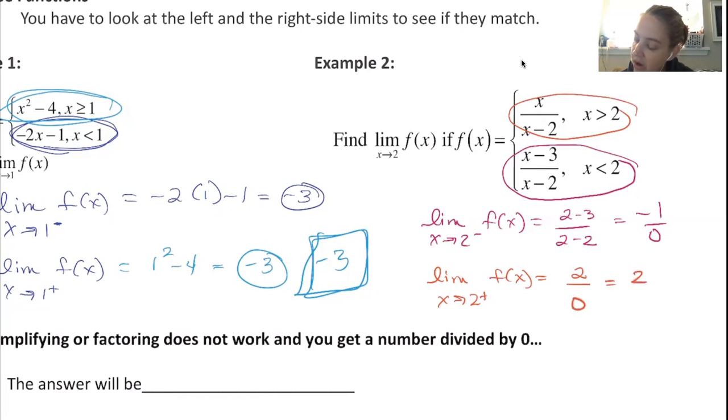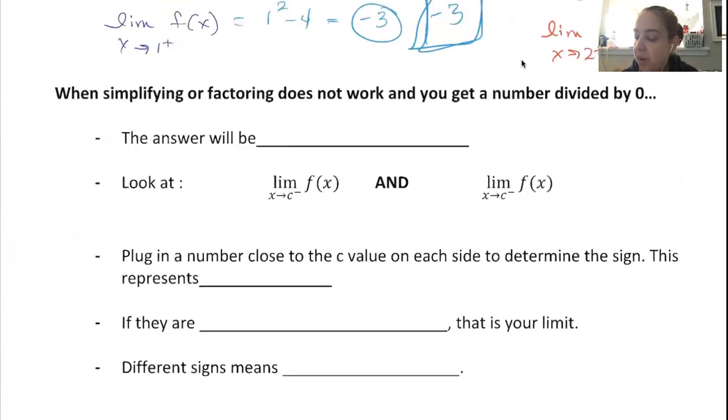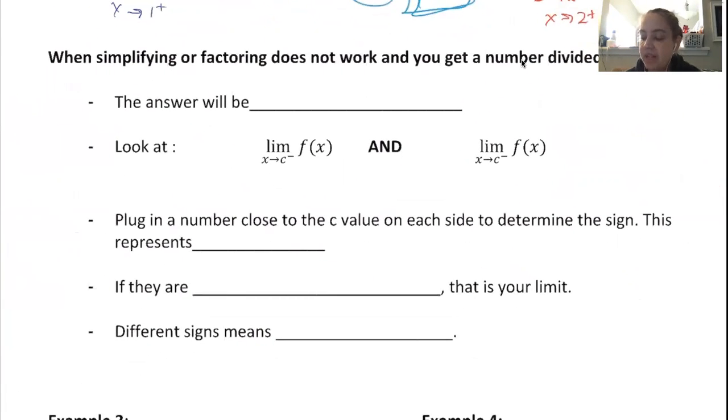Now, are these the same or are these different? That's what we're going to have our discussion about next. I don't want to jump right in and tell you what the answer is. I'm going to go through the next examples and maybe we'll pop back up and revisit this one. So when simplifying or factoring does not work, meaning you had that 0 over 0 and you went to simplify or factor, and that doesn't work and we wind up with a number over 0, we have a different situation.